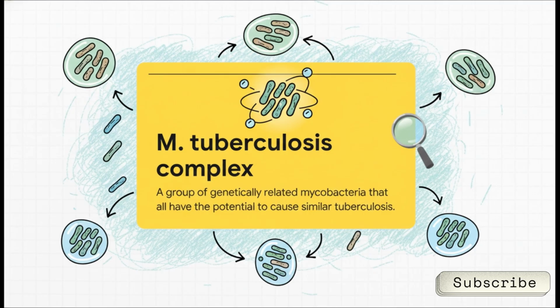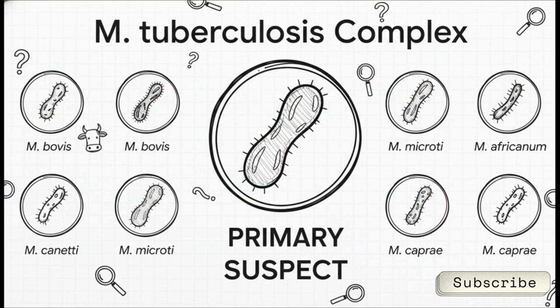tuberculosis complex. Why? Well, because it's not a lone wolf. It's a whole family, a whole complex of genetically related bacteria that cause the disease. Writing complex shows the examiner you really know your stuff. And here's the lineup, the usual suspects. Now, M. tuberculosis is our main player for sure, especially in humans. But knowing a few of the others, like M. bovis, which you can get from cattle, really shows the examiner that you've got that extra depth of knowledge.